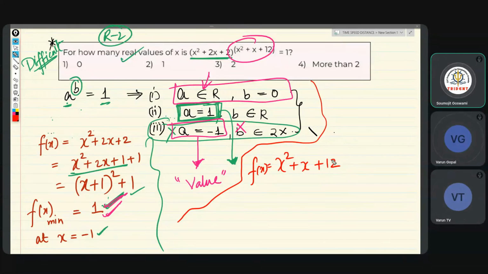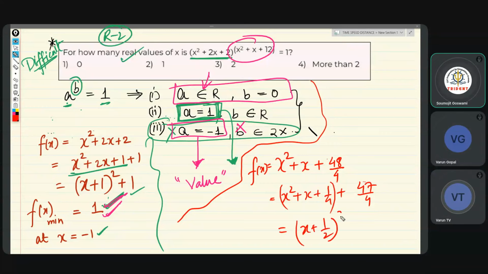Okay, so in my mind, can I write 12 as 48 by 4? Can I also write it like this: x square plus x plus 1 upon 4 plus 47 upon 4? Now you'll realize why I'm doing all that, because 1 upon 4 is a perfect square, 1 by 2 whole square. So this will give me x plus 1 by 2 the whole square, plus 47 by 4.